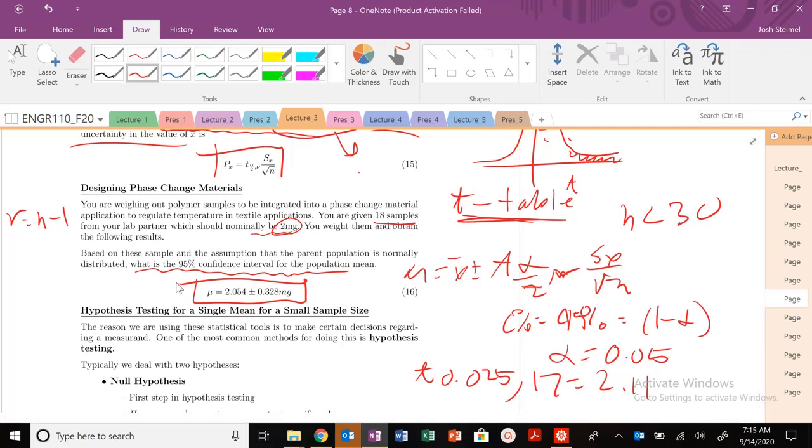So very similar to what we've done previously, just using the t-tables. Again, don't be intimidated. They're not very different whatsoever. So you'll be fine moving forward.